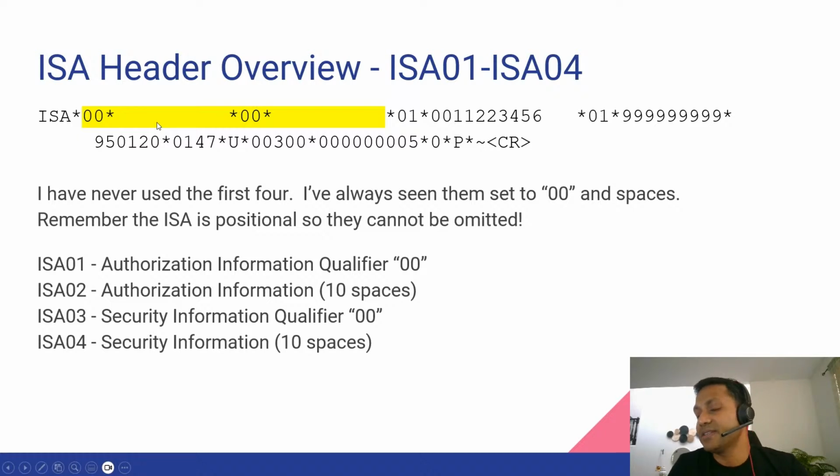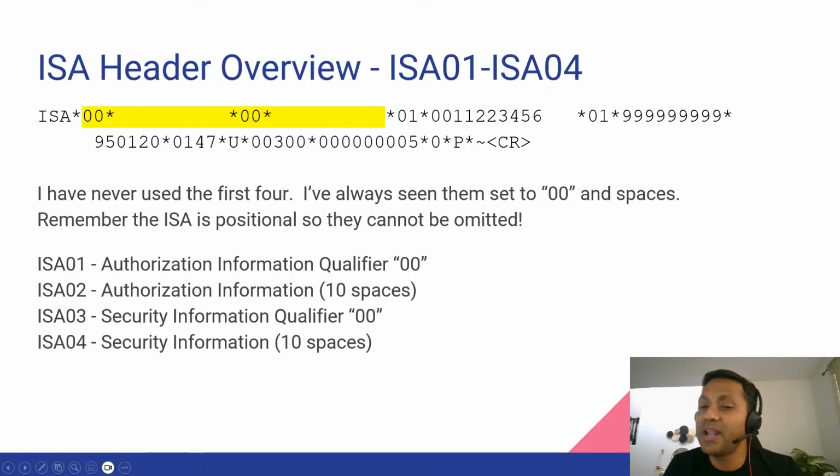As I mentioned, it is a fixed length segment. So it is the authorization information. And then ISA 04 is the security information qualifier. And then ISA 05 is also 10 spaces, which is security related information.